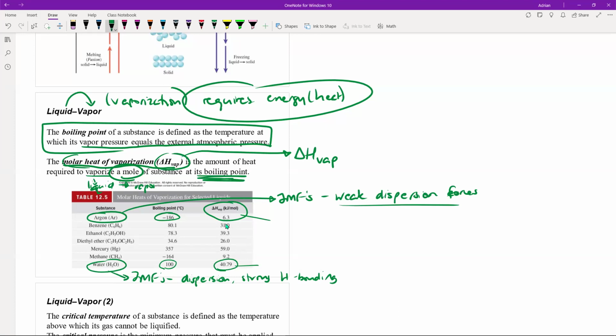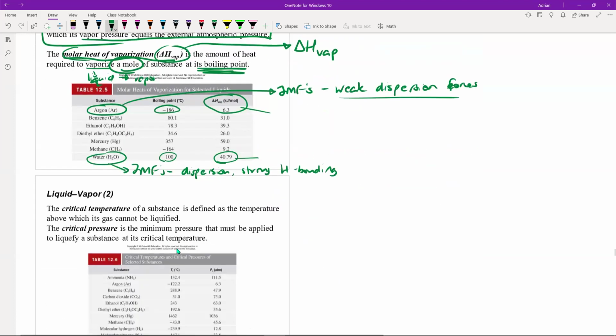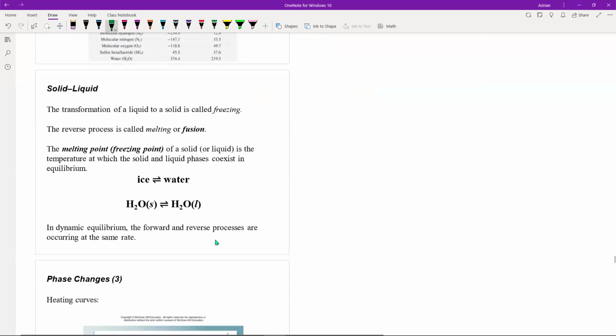Okay, so that's the liquid to vapor transition, which happens at the boiling point, and we need to provide heat energy in the form of the heat of vaporization in order for that to happen. If we take a look at the solid to liquid transition, going from a solid to a liquid, that process is called fusion or melting. The opposite of that, as we saw, is called freezing. So liquid to solid is freezing, and solid to liquid is fusion or melting.